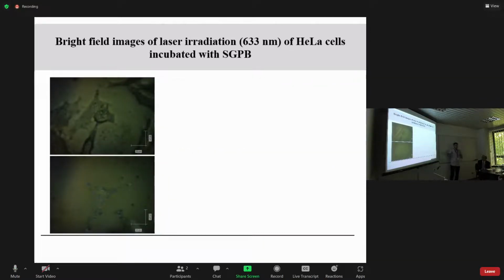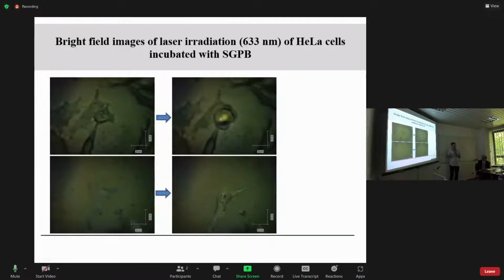We took completely random 2 cells incubated with this black body. We irradiated them for only 10 seconds in only one single place, and you can see that depending, of course, on the quantity of this black gold absorbed inside the cell, you could see anyway the damage of the cell.